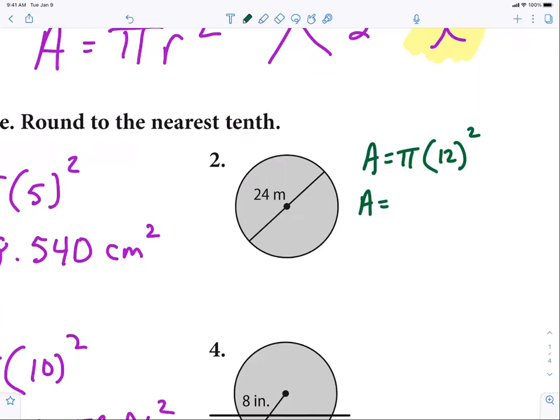I want it rounded to 3 decimal places. Tell me, 452 point what? About 389. And then you'd say meters squared. Now, if you didn't get that, you need to tell me. You ready? You did get it or didn't?